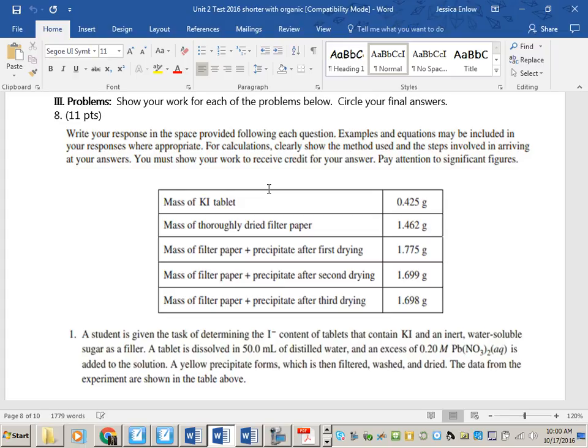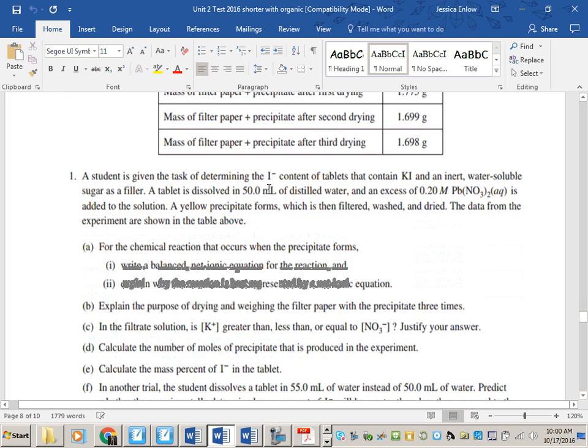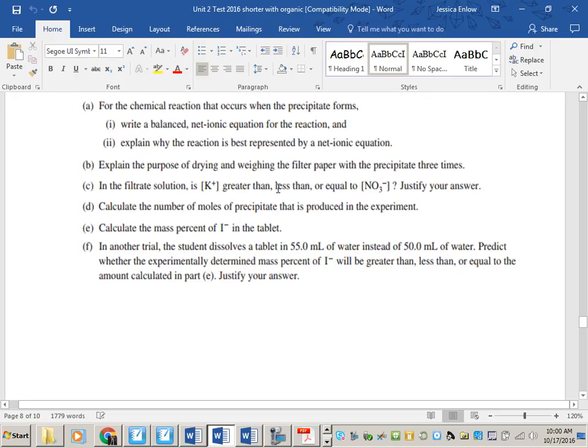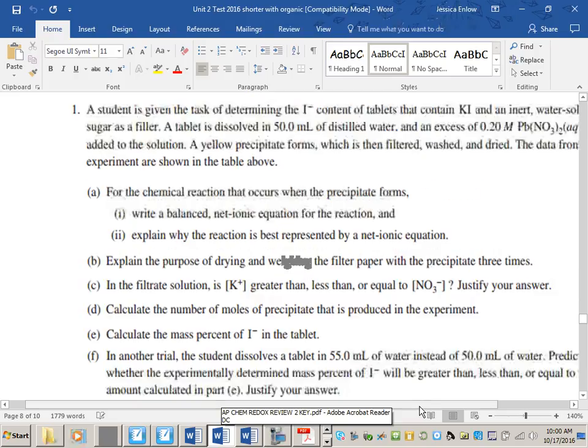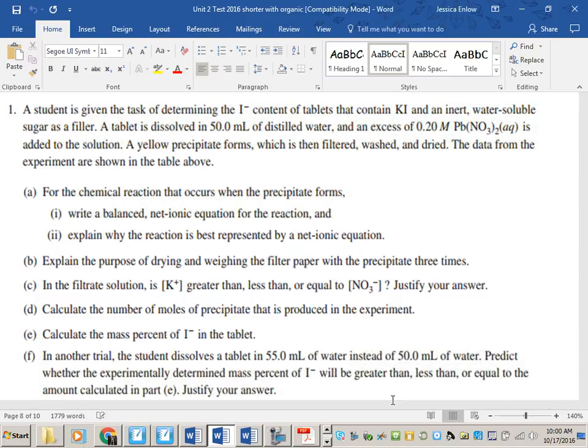So this is one that was on the 2013 released exam. We have our KI tablet, we had it dry, we had a precipitate form. So for the NIE for this one, I'm not sure that you can see this all the way. Let me blow this up some. The two reactants were KI and lead(II) nitrate. Who was added in excess? Can you read that? So who was added in excess? Or lead(II) nitrate?